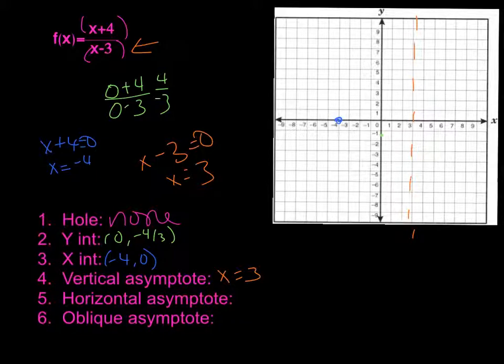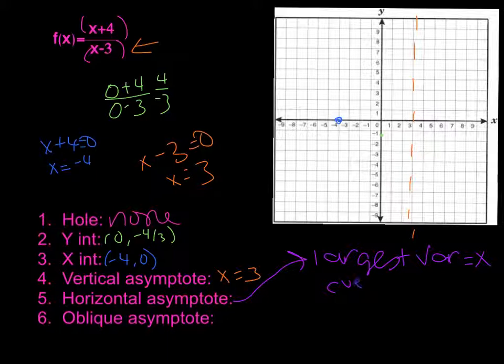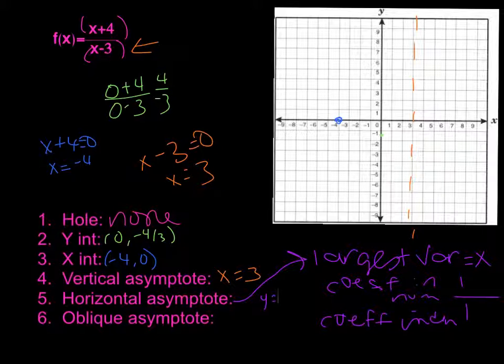So here, let me change colors again. Let's try purple this time. Okay. So here, your largest variable is x. So my coefficient in the numerator is 1. Coefficient in the denominator is 1. So 1 divided by 1 is 1. So that's y equals 1. So you have a horizontal line at 1. Then, if you have a horizontal, you are not going to have an oblique.